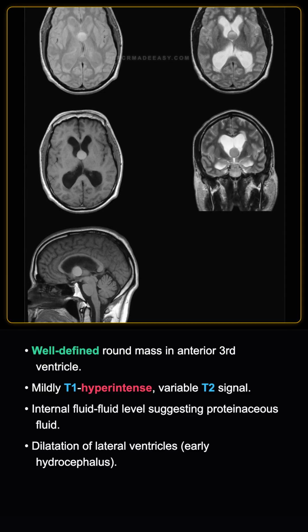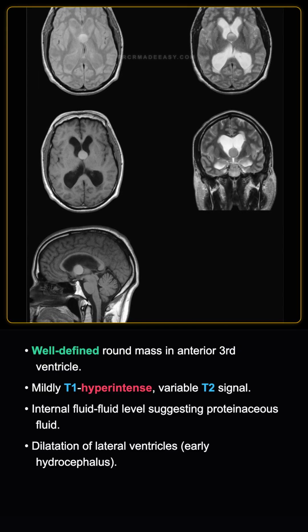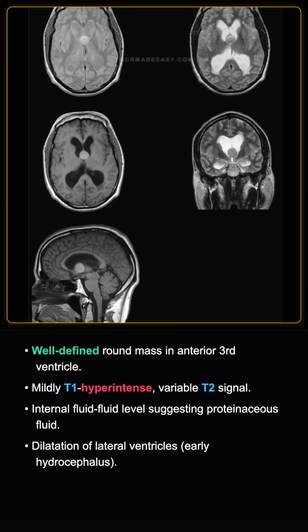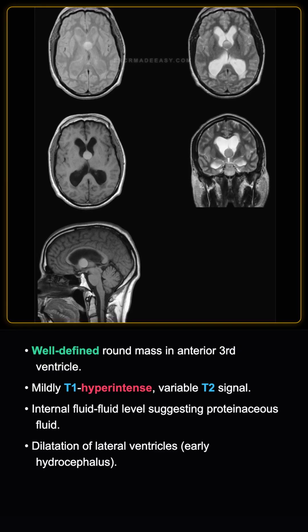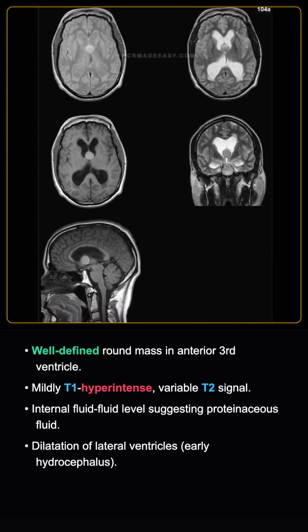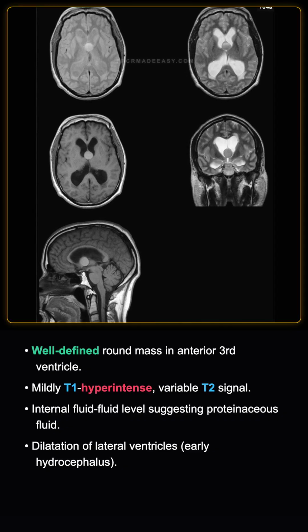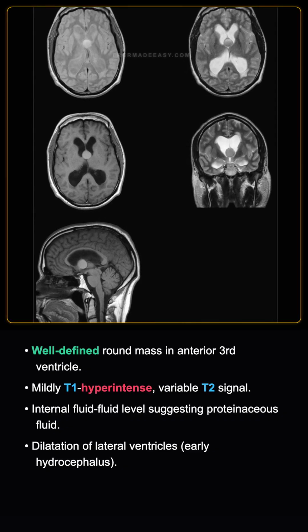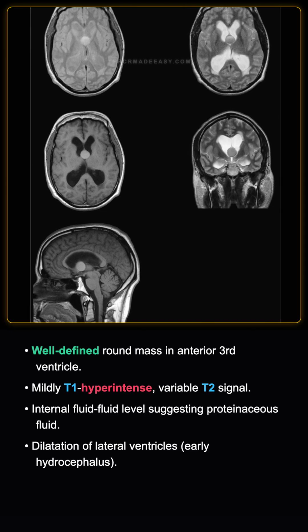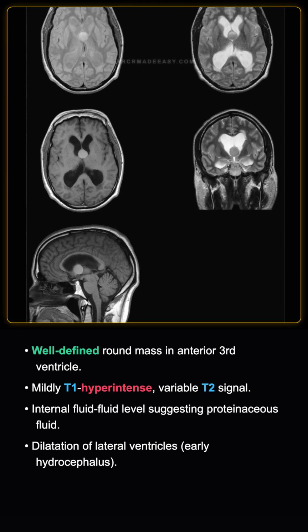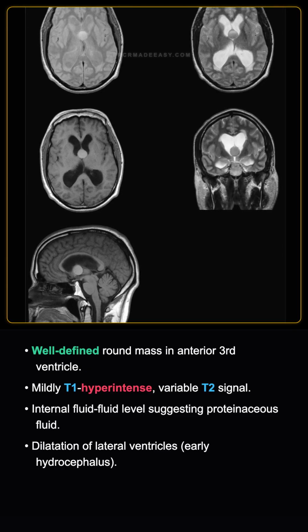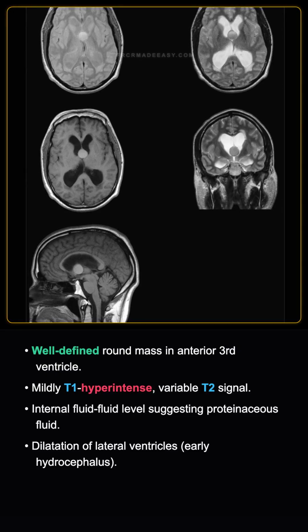The selected MRI images demonstrate a well-defined round lesion located in the anterosuperior aspect of the third ventricle. The lesion is mildly hyperintense on the T1 weighted images, while demonstrating variable signal intensity on T2 weighted sequences. A graduated fluid level is visible within the cyst, suggesting proteinaceous or mucinous content of varying density. There is mild dilatation of the lateral ventricles, indicating early obstructive hydrocephalus.